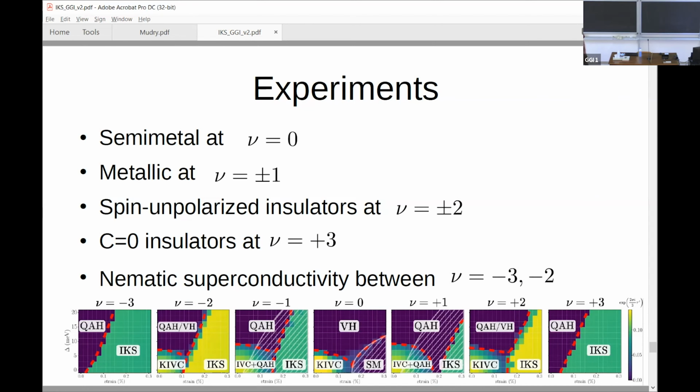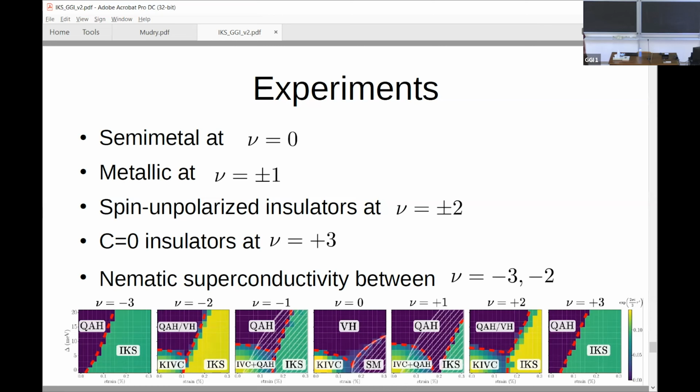This hatching you see in these phase diagrams is just showing you the gapless regions. So all of these states are gapped except where there's hatching. At ±1, you see that the IKS state is actually gapless, which is consistent with metallic states that have been observed. We find spin unpolarized insulators at ±2, Chern insulators at +3, again consistent with experiments.